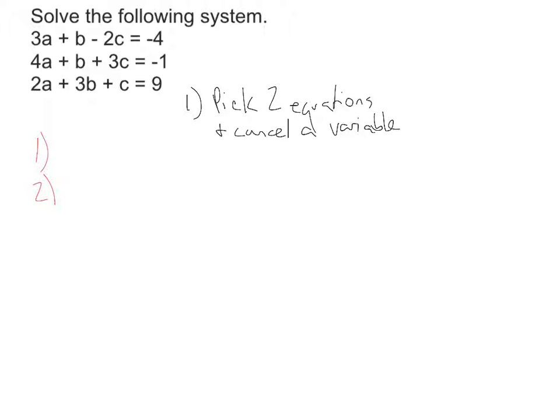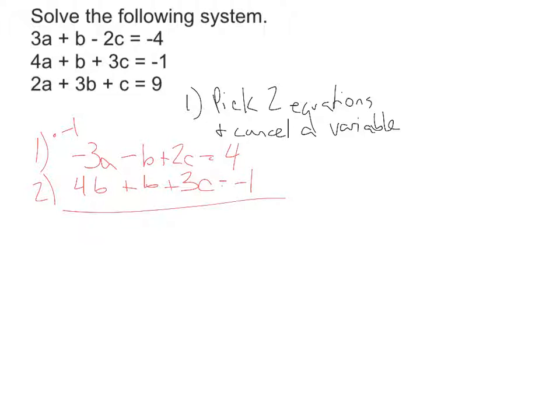Now if I added right away, the b's would make 2b, so I need to do some multiplication. I'll take the top equation times -1, and that's going to get me a -3a minus b plus 2c equals +4. And I'll leave the second equation the same, 4a plus b plus 3c equals -1. And we'll add down our columns.